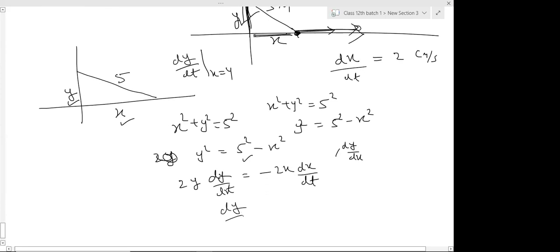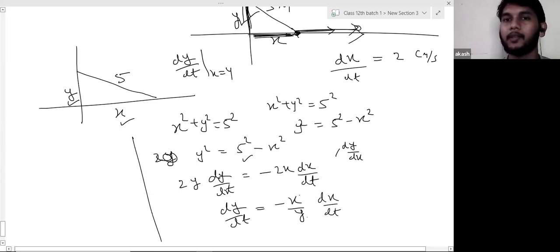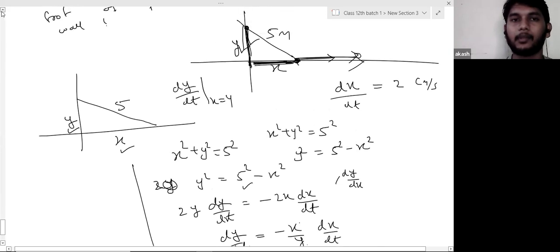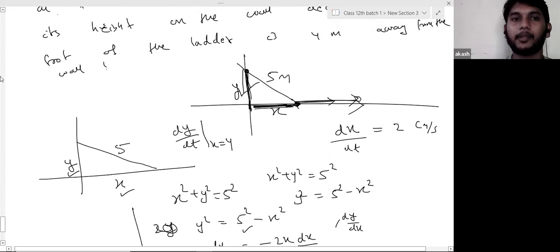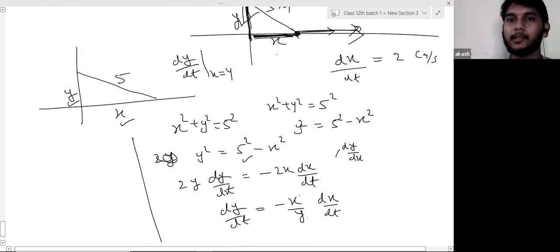Yes, sir. So dy by dt we can write as minus x by y dx by dt. Very simple. Now how to find x and y? For this, they have given you this information: when the ladder is how far away from the wall, they've given you 4 meters. So the value of x is 4.